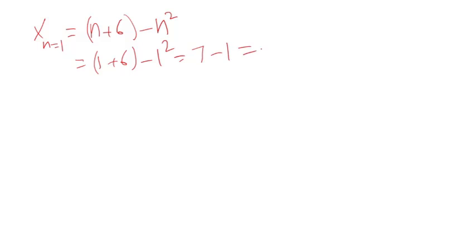Now what is x of n equal to 1? So it's n plus 6 minus n squared, and I'll just replace n with 1. So 1 plus 6 minus 1 squared. 1 plus 6 is 7, minus 1 is 6. So here is the first term.